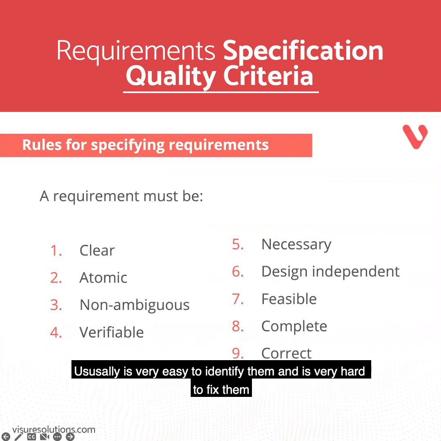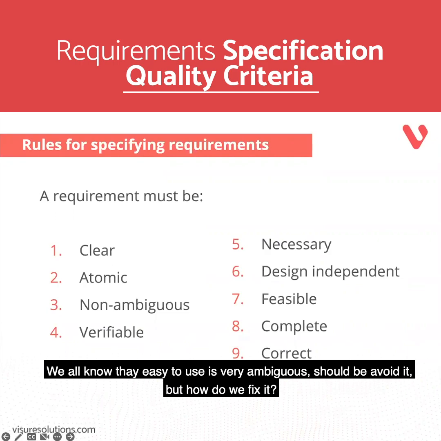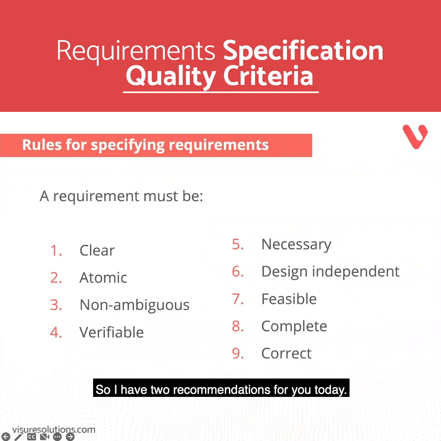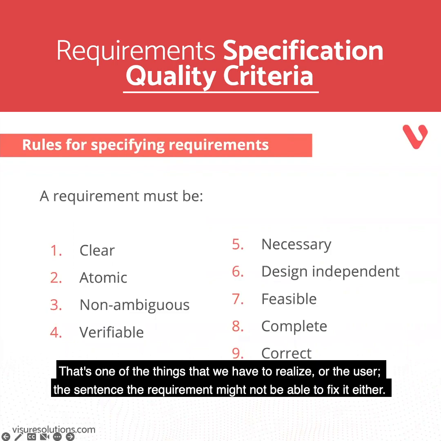Usually it's very easy to identify them and it's very hard to fix them. So yeah, we all know that easy to use is very ambiguous, should be avoided, but how do we fix it? So I have two recommendations for you today. First of all, ask and consult. Well, the first thing, you are not going to be able to fix it. That's one of the things that we have to realize. Or the user that sent us the requirement might not be able to fix it either.